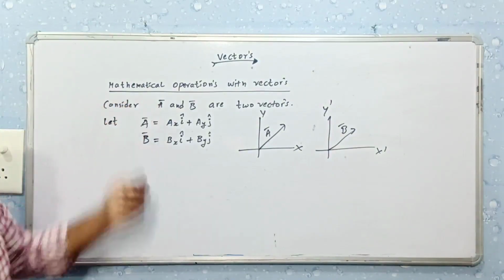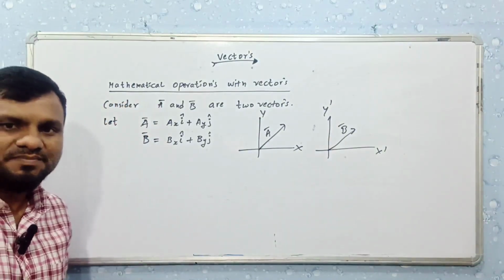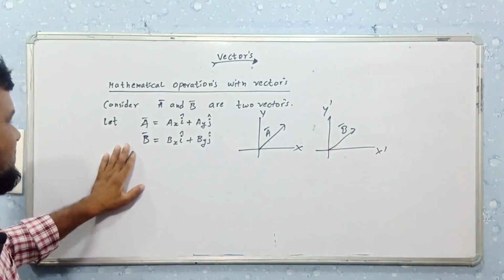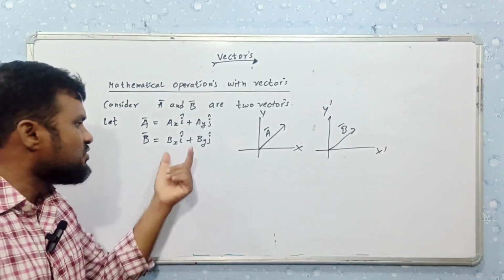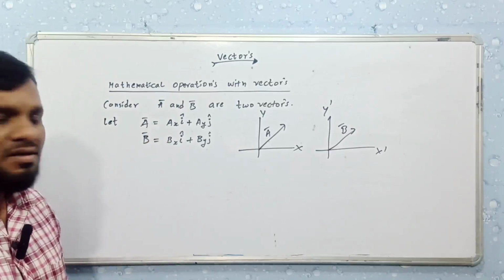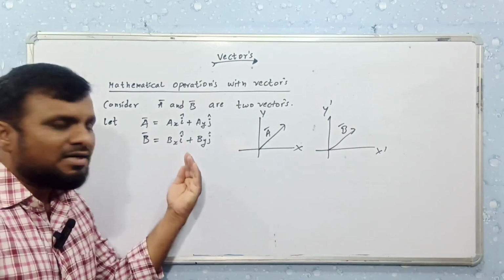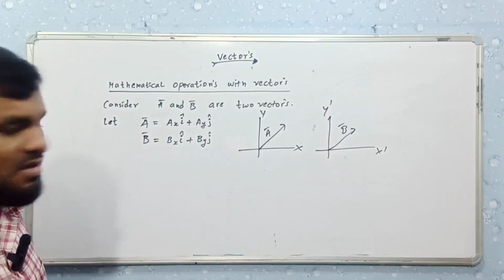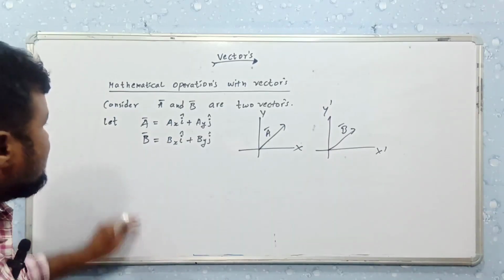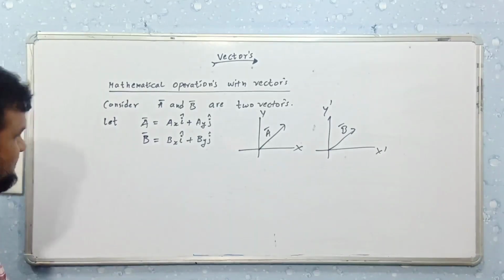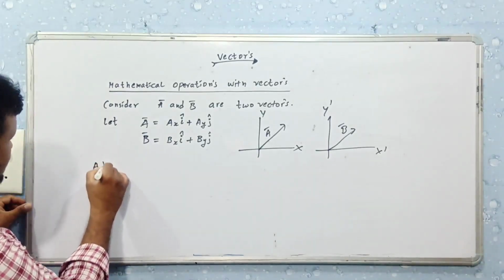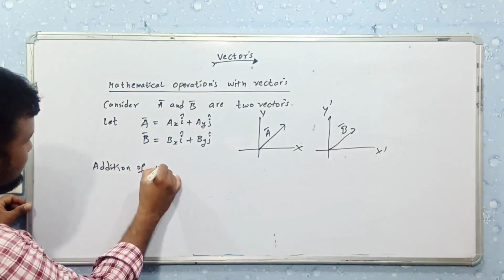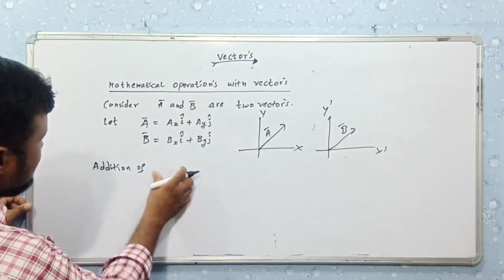So here the mathematical operations mean we will add these vectors, that is addition of vectors. We can subtract these vectors, and even we can multiply a vector with any scalar. First, I will discuss addition of vectors. Addition of two vectors.